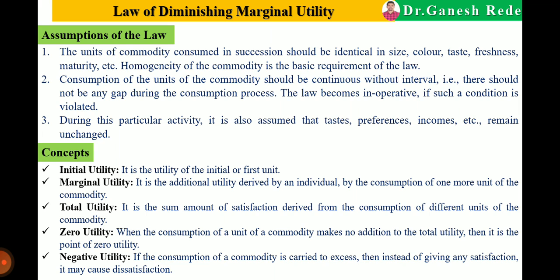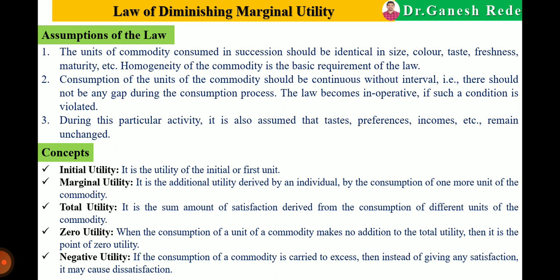Third, during this activity, it is assumed that taste, preference and income remain unchanged. The taste, preference and income of that consumer must remain unchanged. So these are the three assumptions of the law of diminishing marginal utility. Now we know in which condition we have to apply this law.